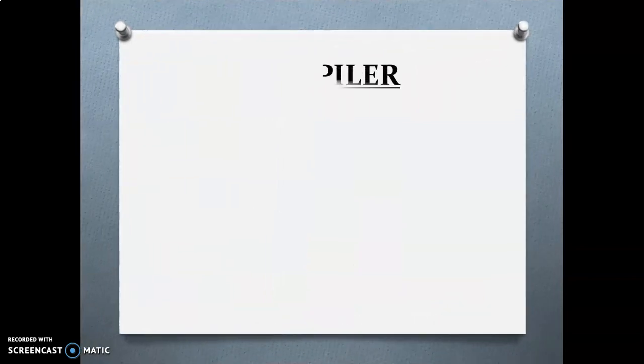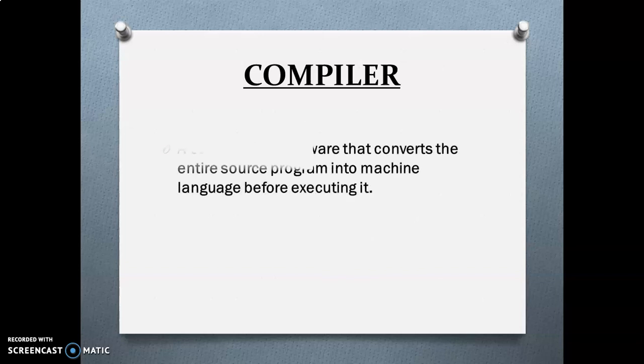Next is compiler. Compiler is also a programming software. What does it do? It actually translates the entire high-level language into machine language. But when? Before executing it. Before executing means before giving the result, it actually converts the entire high-level language into machine language.